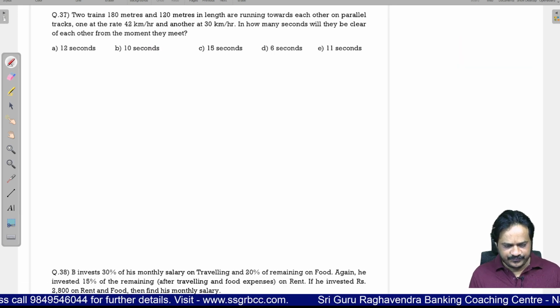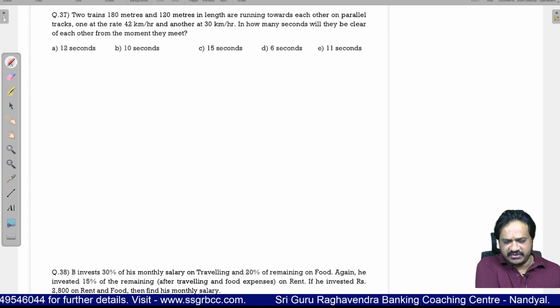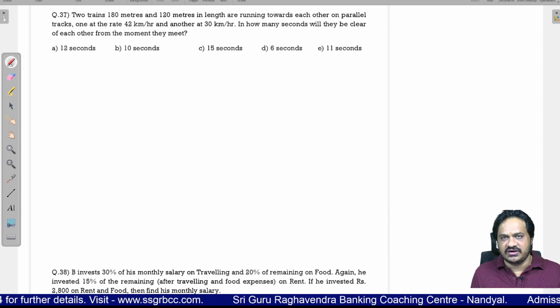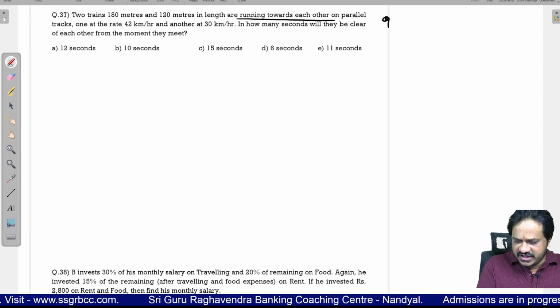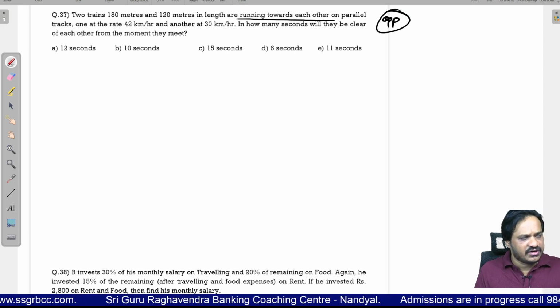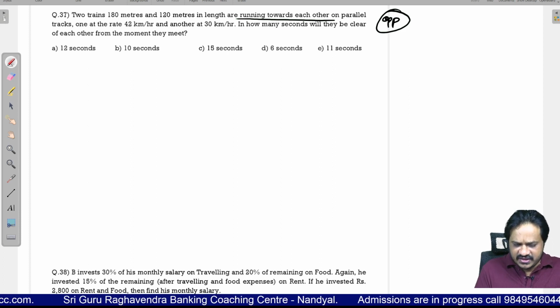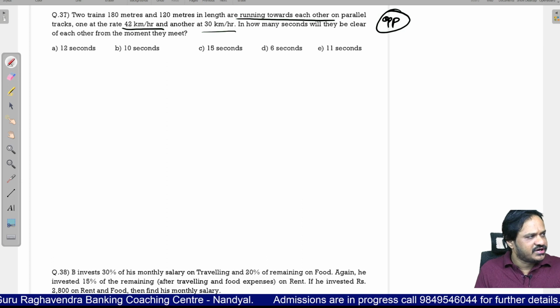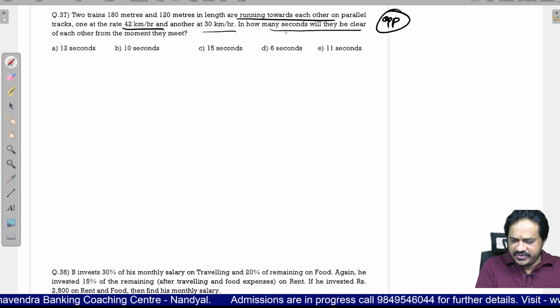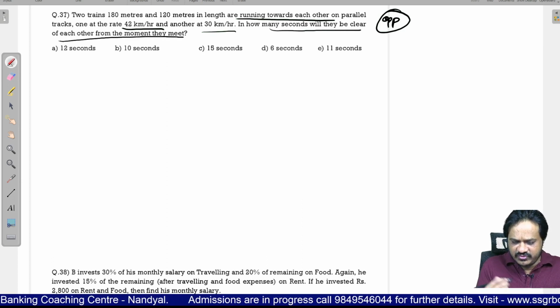Next one. There are two trains 180 meters long and 120 meters long running towards each other. That means they are running in the opposite direction on parallel tracks, one at the rate of 42 kilometer per hour, another one at the rate of 30 kilometer per hour. In how many seconds they will clear each other from the moment they meet.